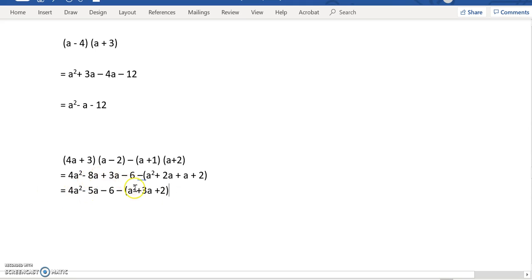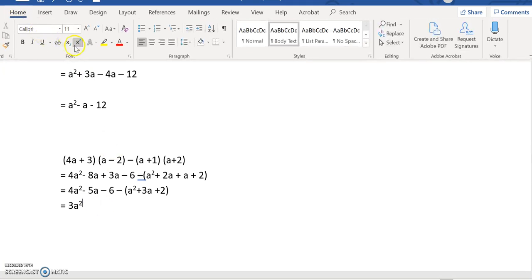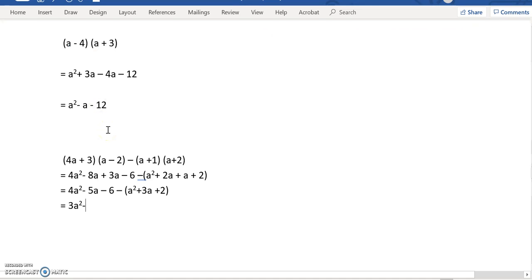So we've got 4A squared minus A squared. That's going to equal 3A squared. Then the next term, we've got minus 5A minus another 3A, so it's going to be minus 8A. We've got minus 6 minus another 2, it's going to be minus 8. And that's what we get when we multiply both sides of the equation out and then subtract that second half from the first half.